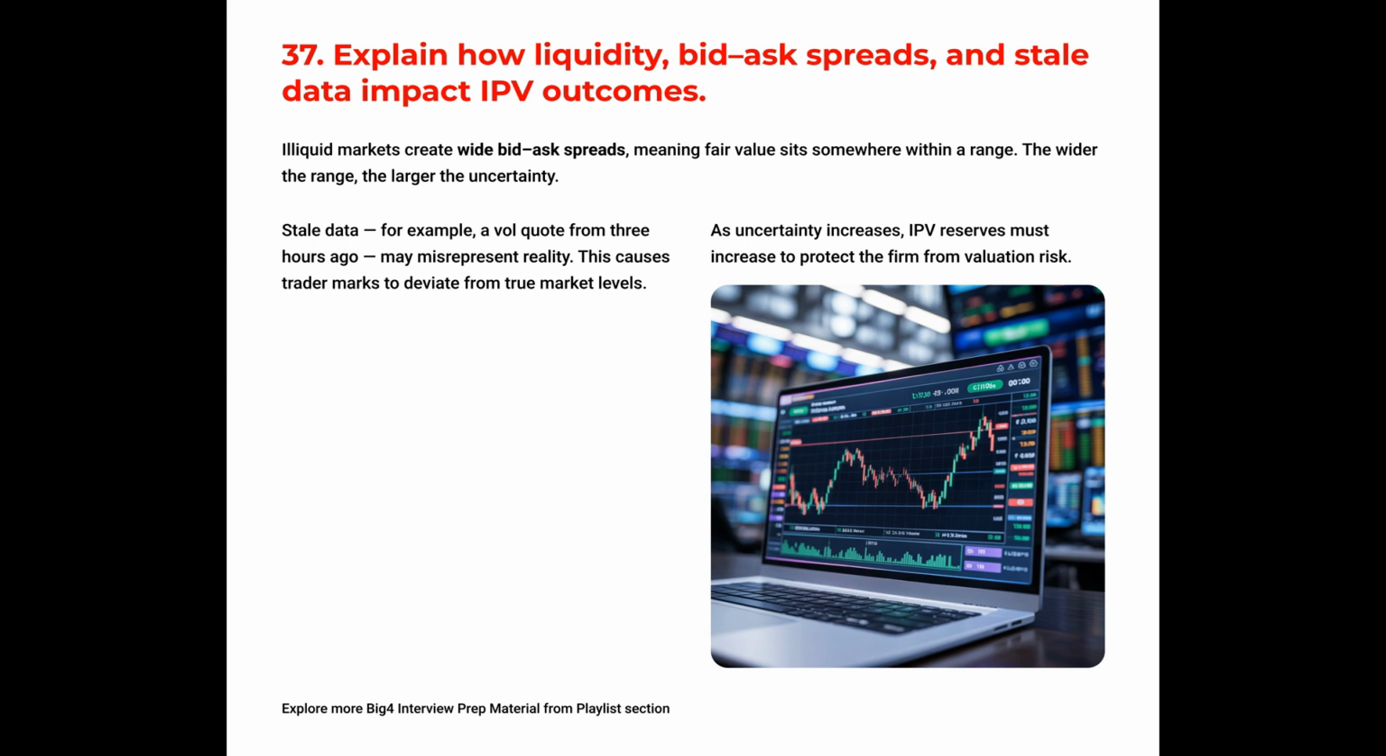Explain how liquidity, bid-ask spreads, and stale data impact IPV outcomes. Illiquid markets create wide bid-ask spreads, meaning fair value sits somewhere within a range. The wider the range, the larger the uncertainty. Stale data, for example, a vol quote from 3 hours ago, may misrepresent reality. This causes trader marks to deviate from true market levels. As uncertainty increases, IPV reserves must increase to protect the firm from valuation risk.